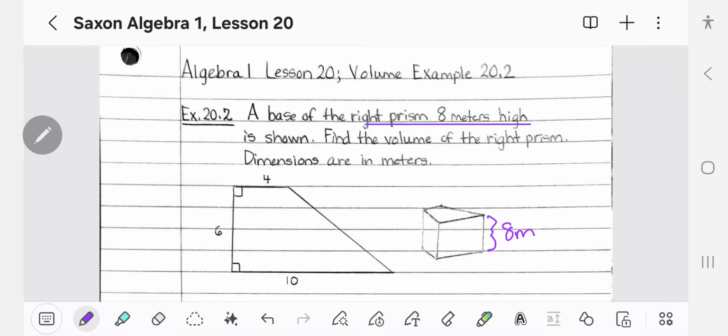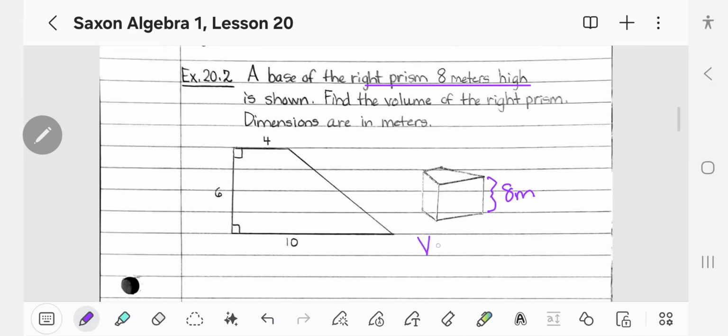I do see here that they tell me that the right prism is 8 meters high, okay? So I know that this is 8 meters. So that's helpful. And I need to know the area of the base because the volume is equal to the area of the base times the height of that whole geometric figure. So we already know the height is 8 meters, right? Let's find the area of this base.